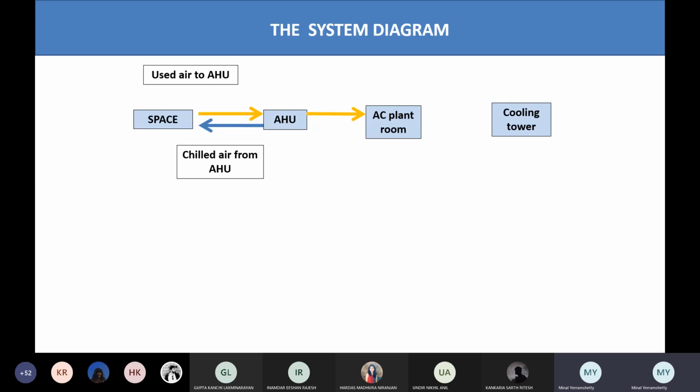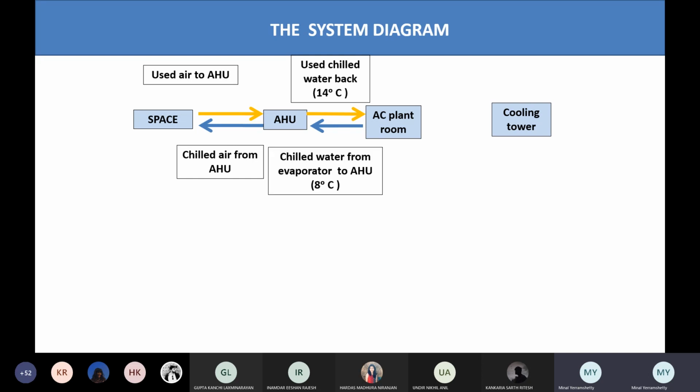So what it does, all the heat that it collected from the used air, now it is pushing on to the AC plant. Okay, so it sends the hot water to the AC plant room. And the AC plant room, which is at 14 degree, sends in the chilled water. Okay, now this cycle is completely going on and on. So this is at 8 degree. You can see the difference between the water, 6 degrees.